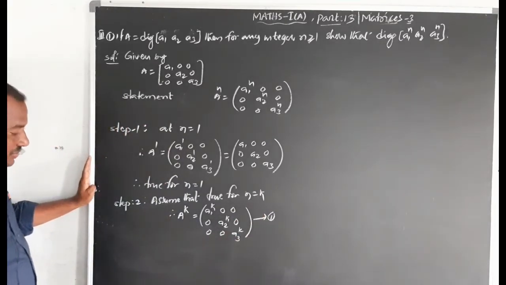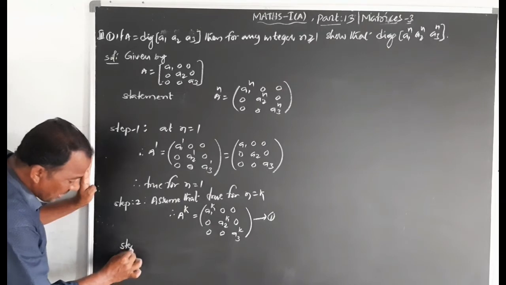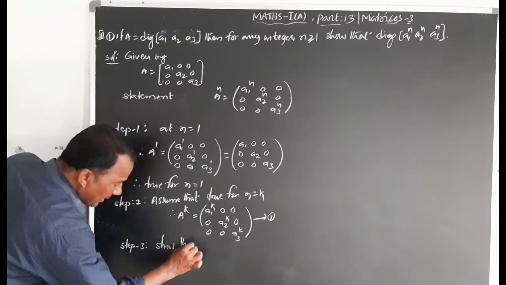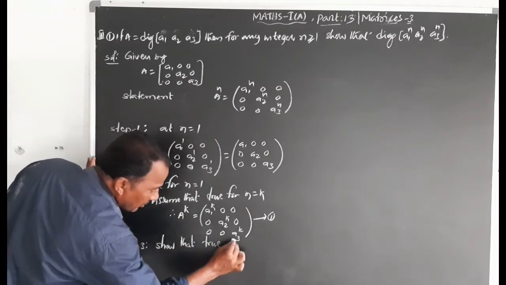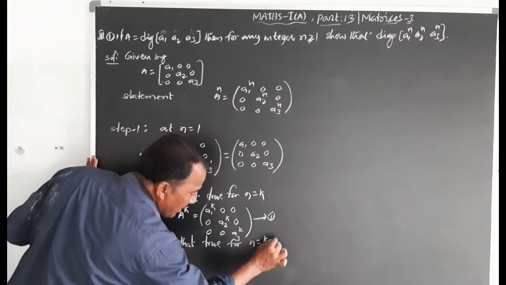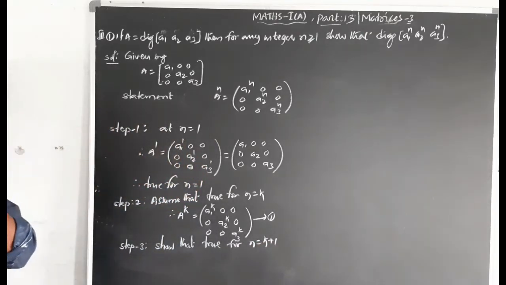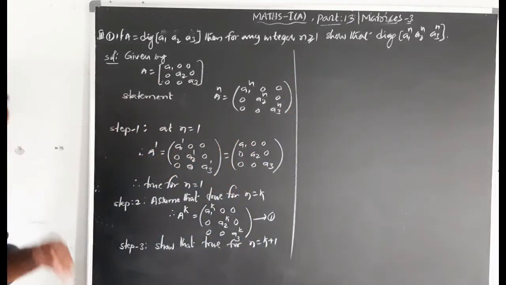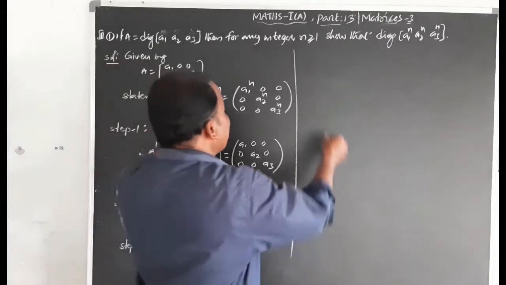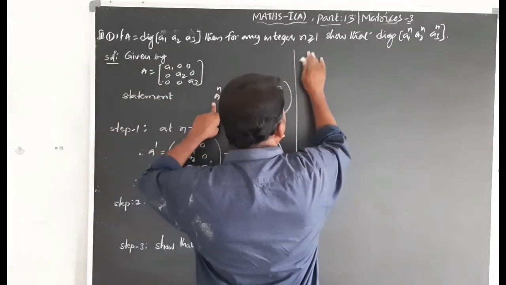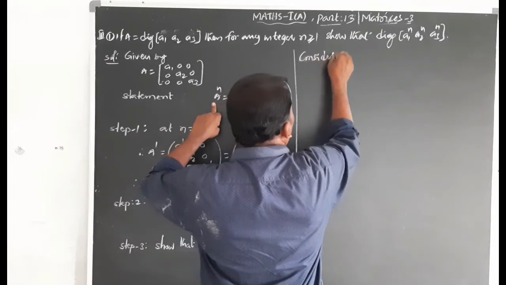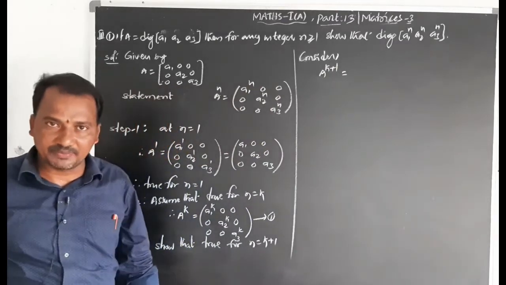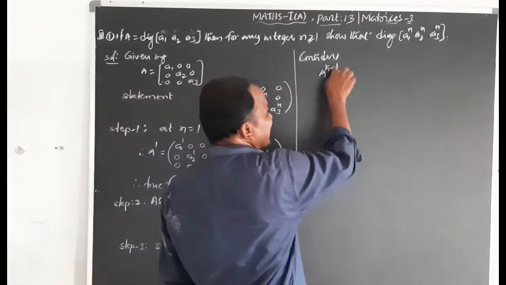Okay, step 3. What is the step? Then show that it is true for n equals k plus 1. Substitute the value of n equals k plus 1 in the given statement. Now consider A power k plus 1, in n place k plus 1.